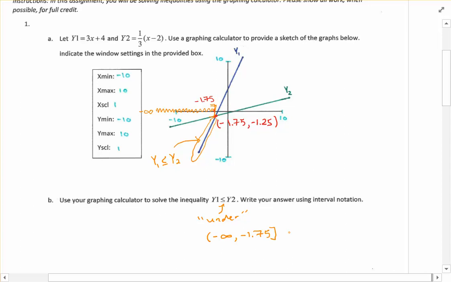Alright, and that's how you solve this problem using the graphing calculator. Of course, we incorporated some of the intersect feature. But the biggest thing here is to interpret the inequality symbol and figure out which parts of the graph are going to help you solve that inequality.